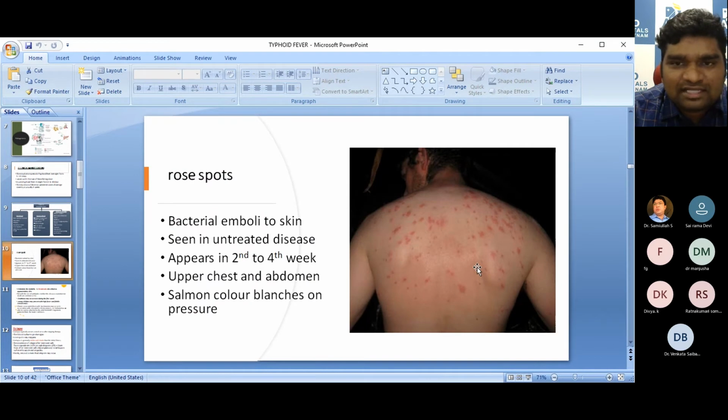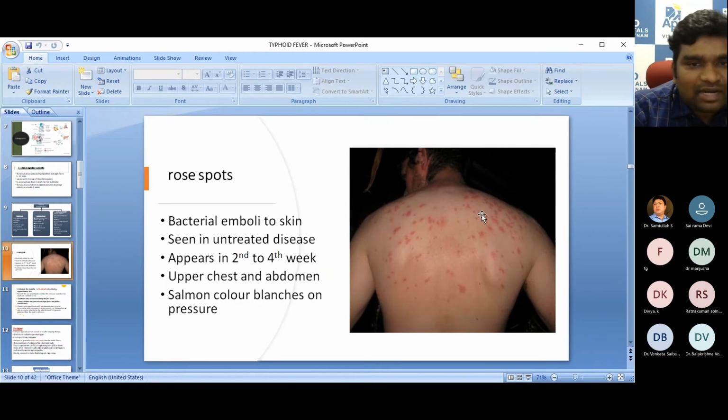So rose spots. These rose spots are 2 to 4 mm papules, and they are common on the upper abdomen, upper chest, and thorax. These are salmon-colored lesions that blanch on pressure and appear in 2 to 4 weeks.